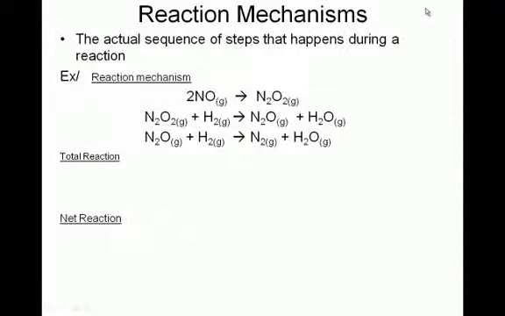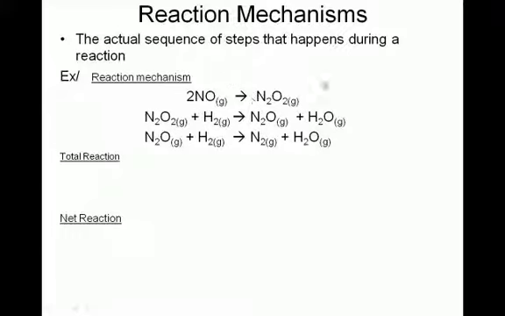Now we're going to look at some reaction mechanisms. So the reaction mechanism is the actual sequence of steps that happens during a reaction. So a reaction normally happens in just a few different steps for a number of reasons. The main reason is probability, and we'll talk a little bit about that later. And probability just means the chances of molecules hitting each other. But reaction mechanisms just means that reactions happen in maybe 2, 3, or 4 steps.